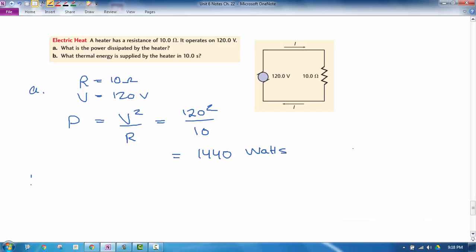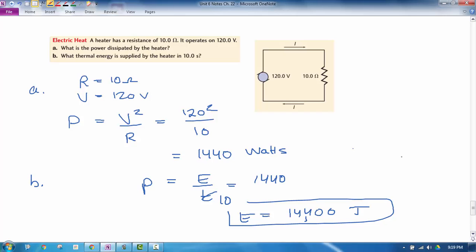And for part B, what's the thermal energy supplied in 10 seconds? Well, keep in mind that power equals energy over time. So we have energy over time equals 1440, and we can multiply both sides by time in order to get the energy. The time is 10 seconds, so multiply both sides by 10, and just add a 0 here, and you get 14,400 joules. Keep in mind that units are important, so this was watts, which was joules per second. And then when we multiply both sides by seconds, the seconds cancel and we get joules, which is what we want our units for energy.